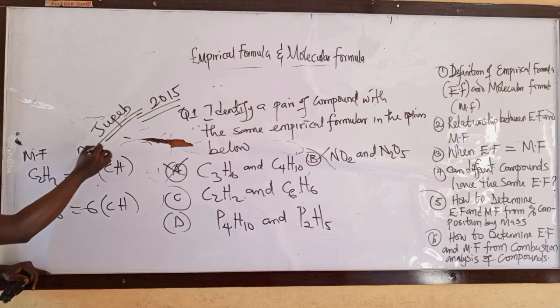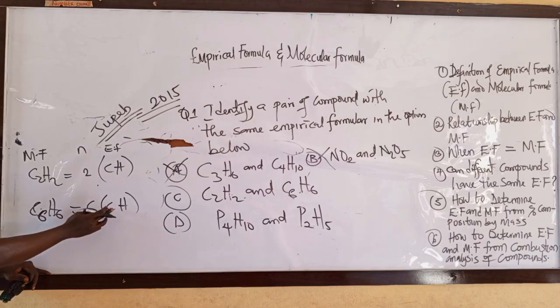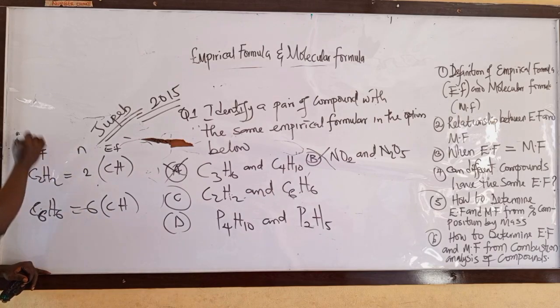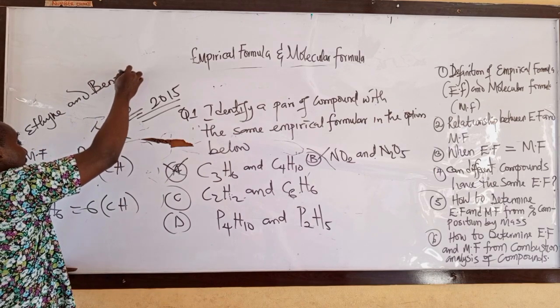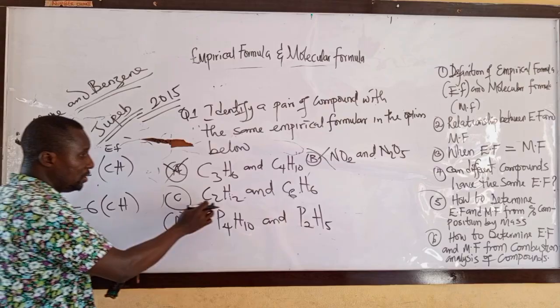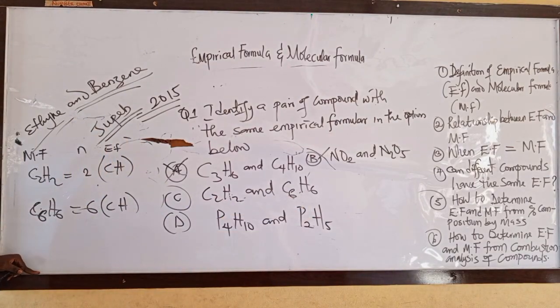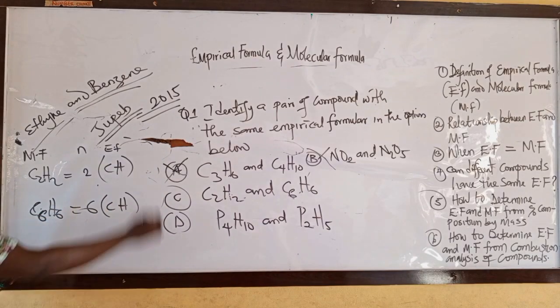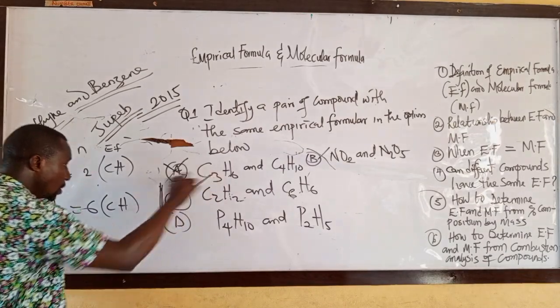The empirical formula of ethyne is CH. The empirical formula of benzene is CH. That means ethyne and benzene have the same empirical formula. The option is C2H2 and C6H6. Therefore, the correct option to this question is option C. Take note, option C.